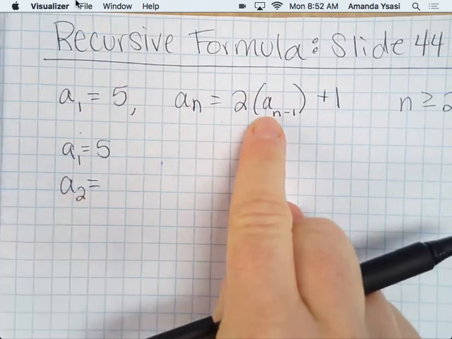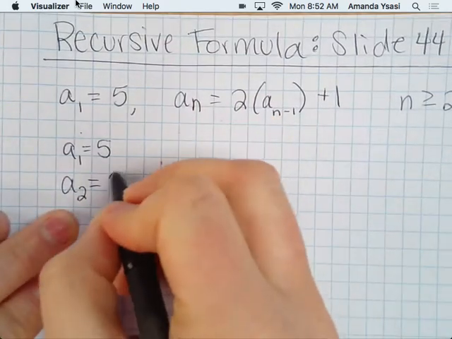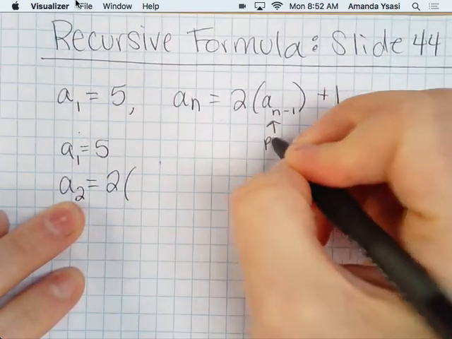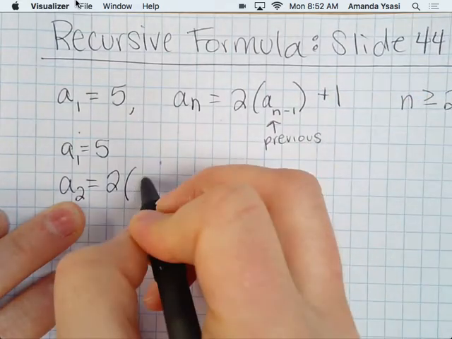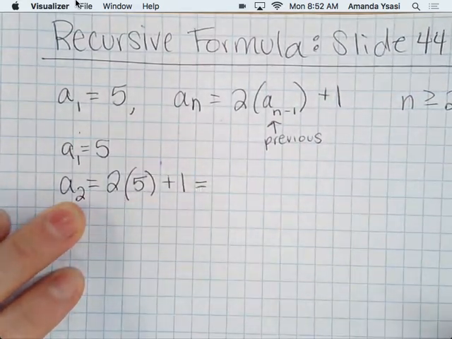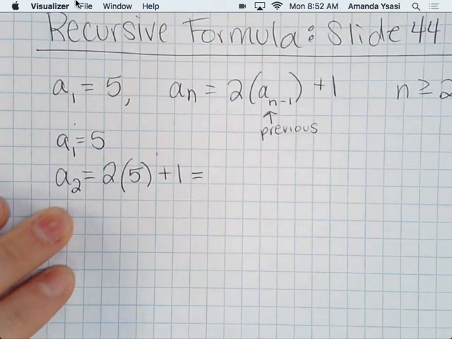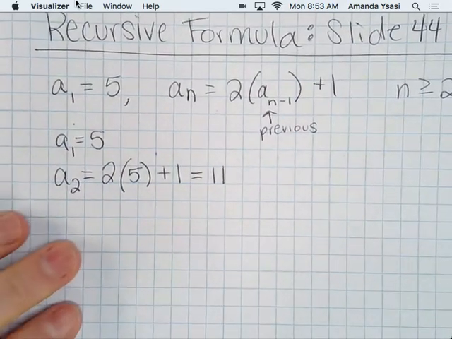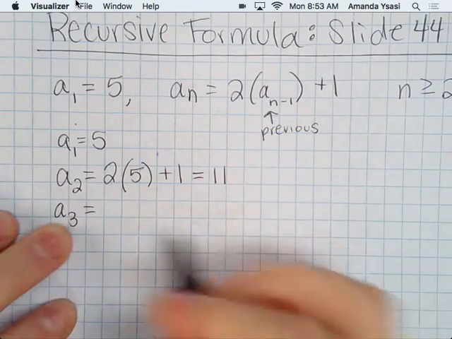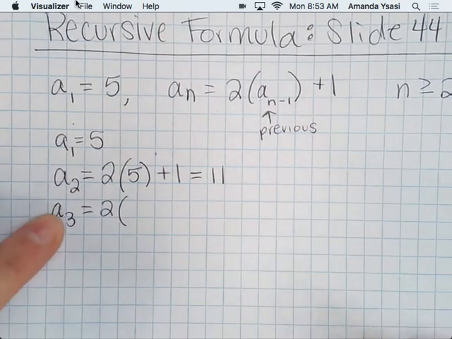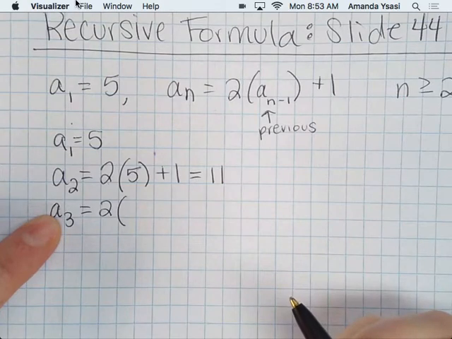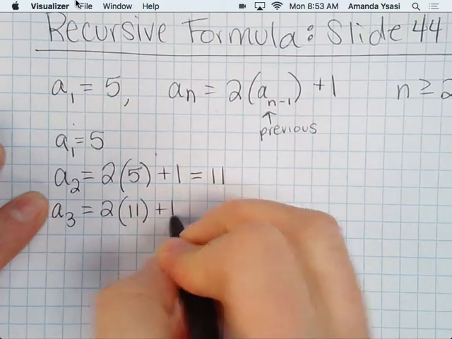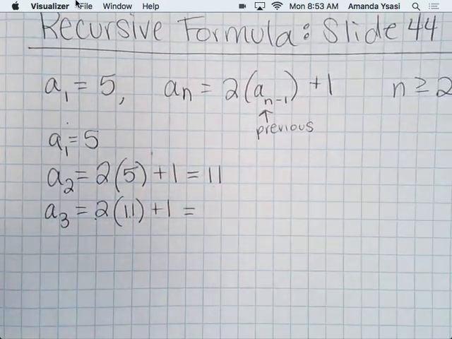A2 is found by doing the formula. 2 times your previous plus 1. So this would be 2 times, what's the previous? 5. Yeah, because this is your previous or the one before. Times 5 plus 1. 2 times 5 is 10, plus 1 more is 11. Then A3 is found by doing 2 times the previous. What's the previous before the third one? It's 11, yep. Plus 1. 2 times 11, plus 1 more.